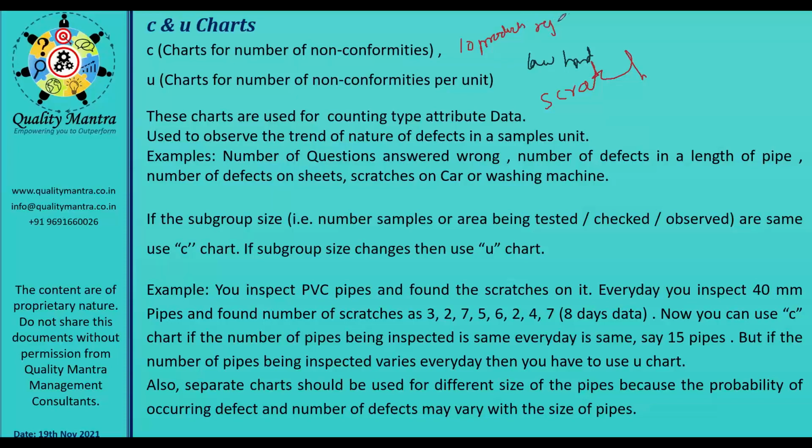Yesterday there were 10 products rejected. Can you just take the action based on this data? Is it possible for you to take the action based on this data that 10 products were rejected? Is this information sufficient for you to take the action?